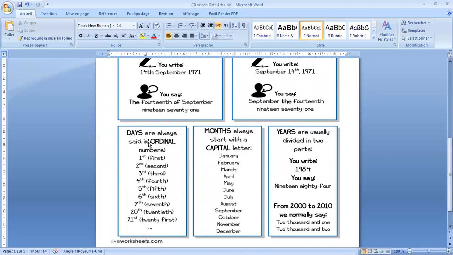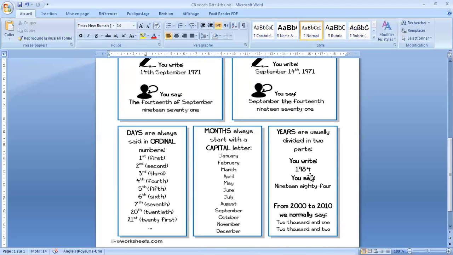Here we have some rules. Days are always said in ordinal numbers. We say first, second, and so on. Months always start with a capital letter, always start with a capital letter in English. And years are usually divided into two parts.